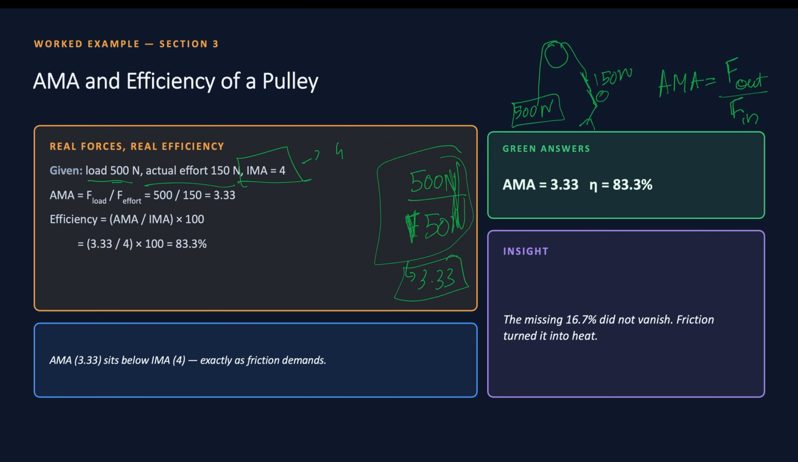What's your efficiency going to be here? Efficiency is just your actual mechanical advantage, which is 3.33, over your ideal mechanical advantage, which is 4. We're seeing how much it's getting done that it's supposed to get done. Is it doing all of it or not? So here you get 0.8325. You multiply that by 100%, and you get 83.3%, approximately. Okay, you can say 83.25, but I'm just going to round up here.